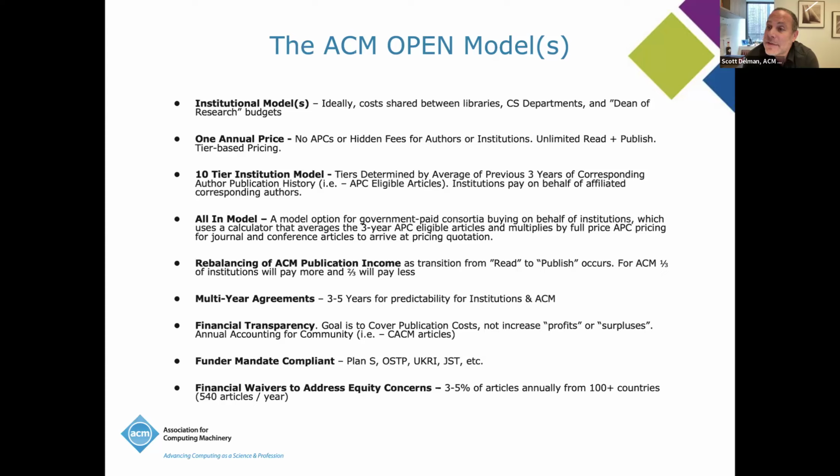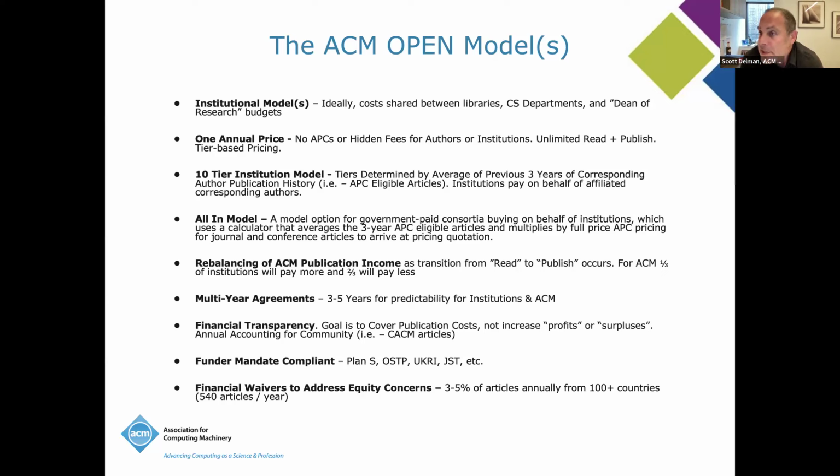Basic ideas, instead of charging an APC, which is a set price for every single article that we publish, you set an annual price and you set a fixed price for an institution so that they pay one price, and that covers all of the access and all of the publication needs for all of the authored papers affiliated with that institution. Unlimited read and an unlimited publish is sort of what we call this model.